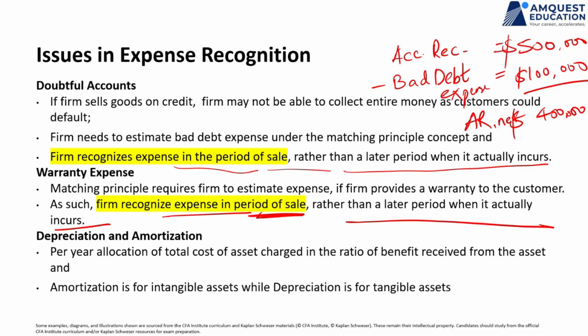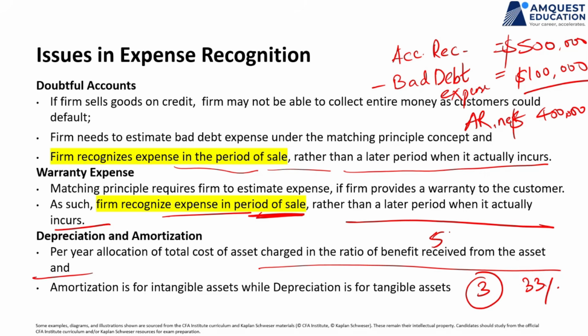Depreciation and amortization, charge it in the ratio of benefit received from the asset, right? So it's basically based on the life of the asset. Like you take a 3 year life, so 33% every year. If you take a 5 year life, 20% every year. Like we were doing for a $5 million asset, we were doing 20% every year or $1 million every year. So it is dependent on the life of the asset, right? Or how much you are going to use the asset.